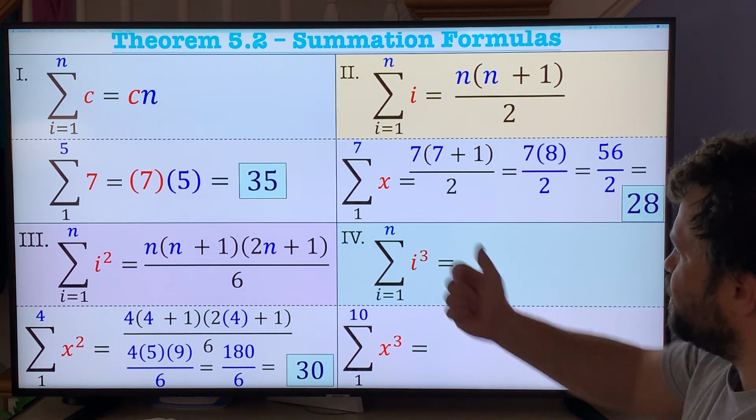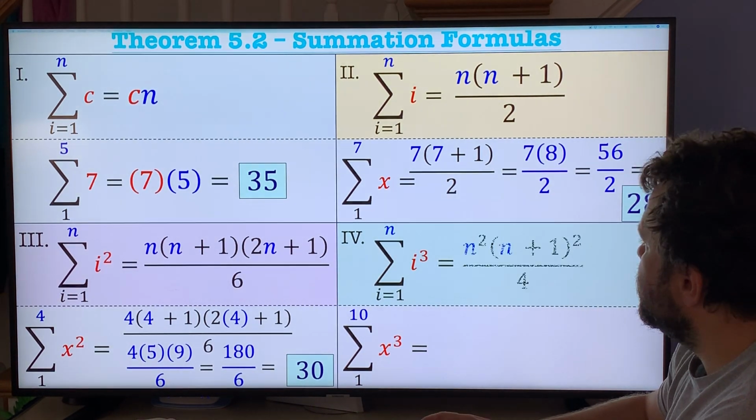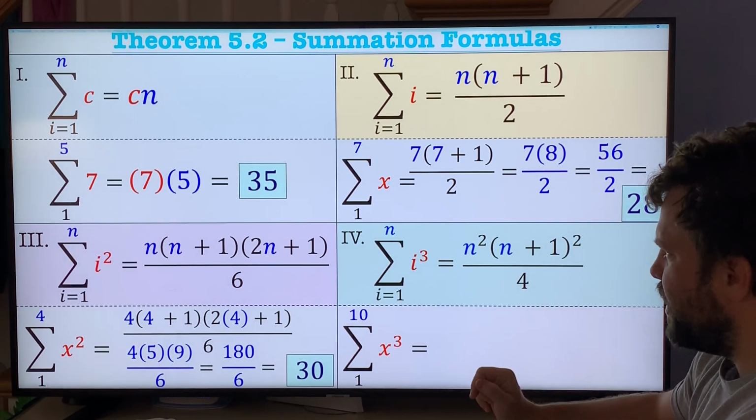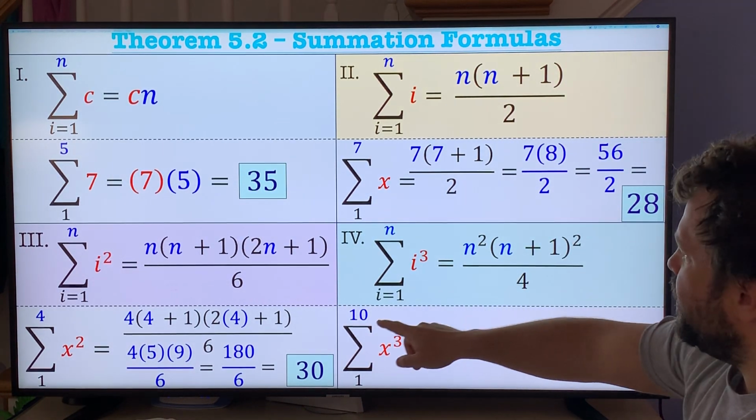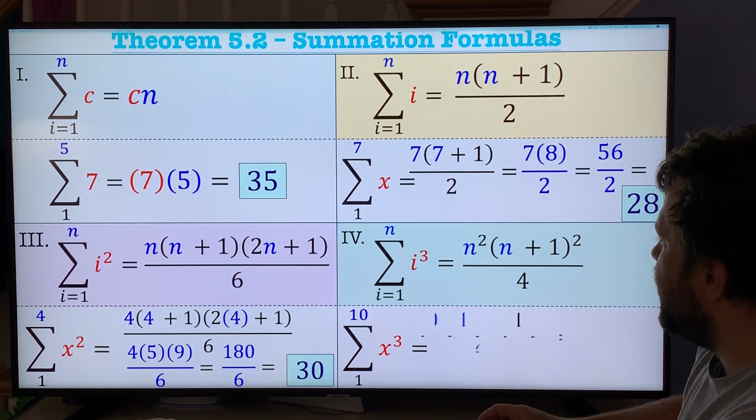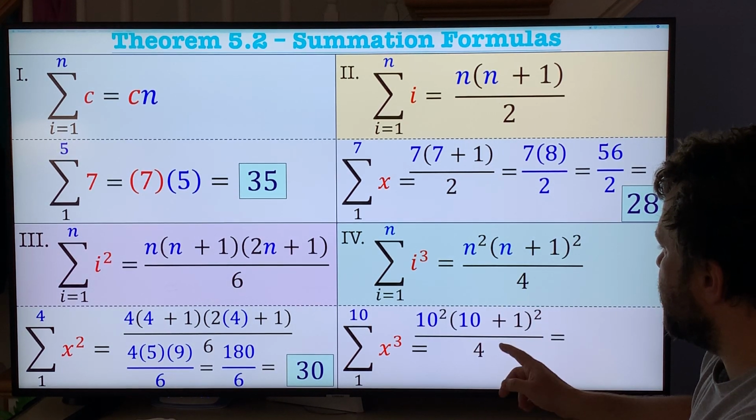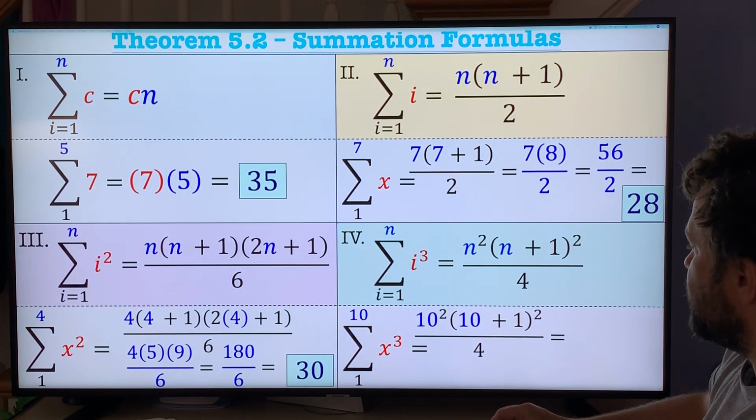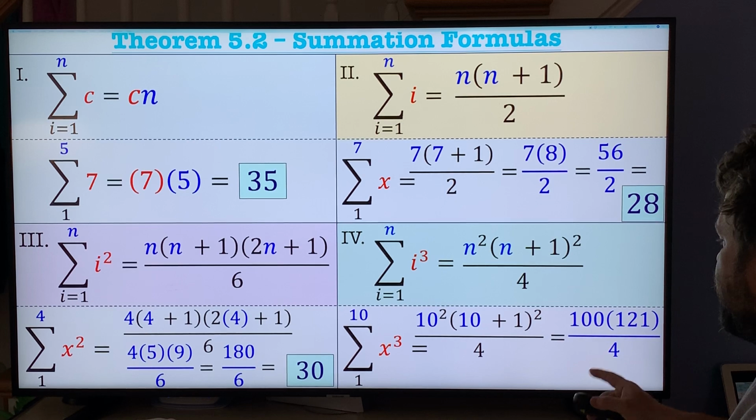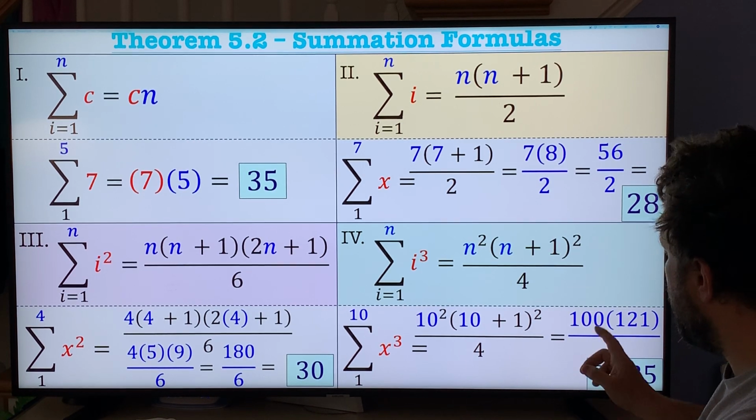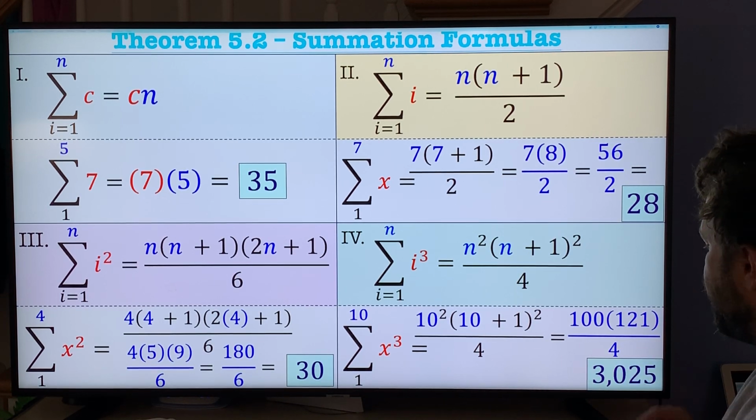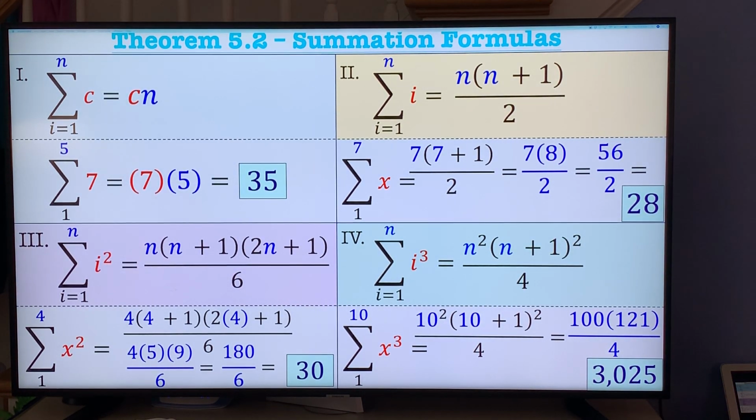All right, last one. I cubed, you're going to do n squared times n plus 1 squared over 4. Okay, not that bad. And in this case, your upper bounds is 10. 10 squared times 10 plus 1 squared divided by 4. 10 plus 1 is 11. 10 squared times 11 squared is 100 times 121 divided by 4, which is 12,100 divided by 4, which is 3,025. All right? So that's how you use your summation formulas.